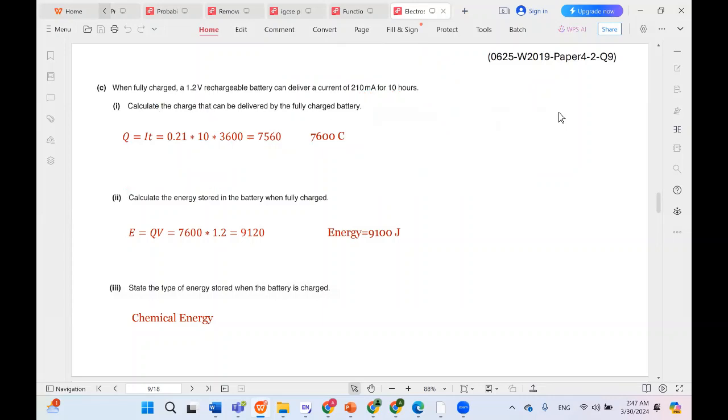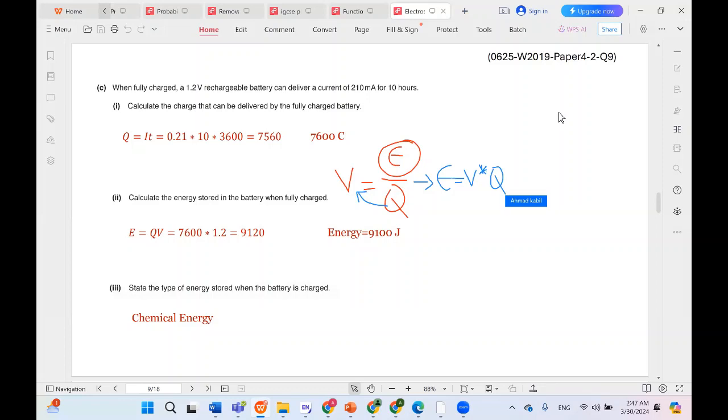In double I, we are required to calculate the energy stored in the battery when fully charged. So you should know that the potential difference V is the energy per unit charge. So V equals E divided by Q, energy per charge, so energy divided by charge. And we want to calculate the energy, so we want to rewrite the equation so that energy is alone. So energy equals, we take the Q to the other side, it becomes multiplied by V. So E equals V times Q.